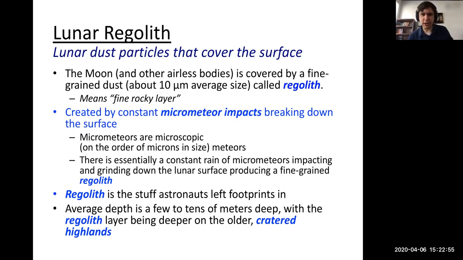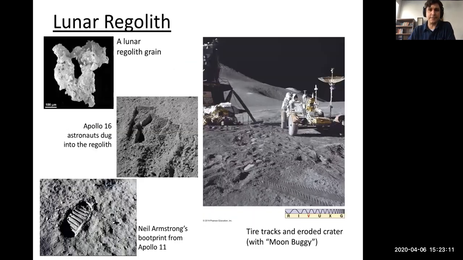Turns out, no, you can walk on it. They left their footprints in it. We now know that the average depth is a few tens of meters deep, all the way to maybe a kilometer deep, as we get to the cratered highlands, which are older and had this process of generating regolith going on longer.